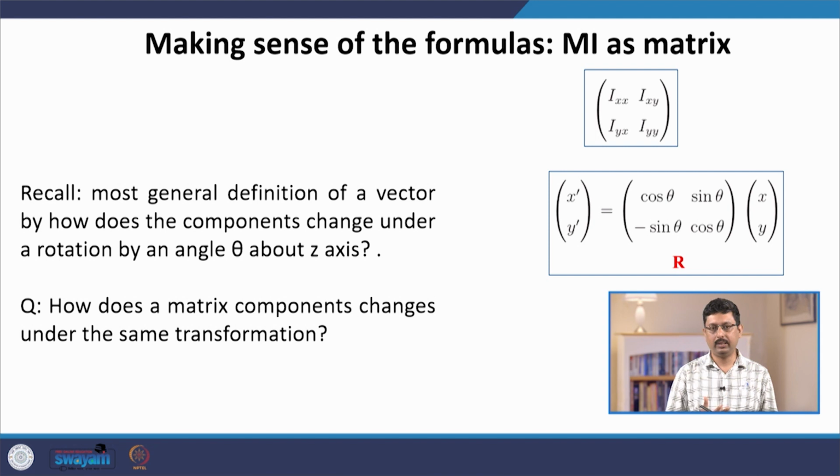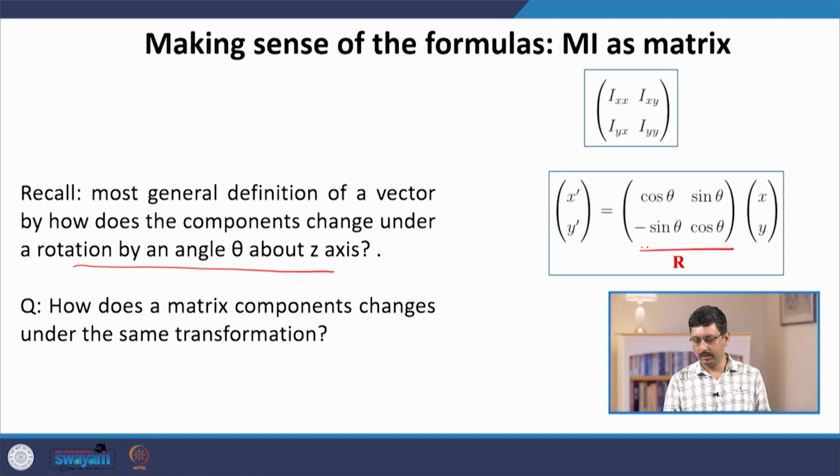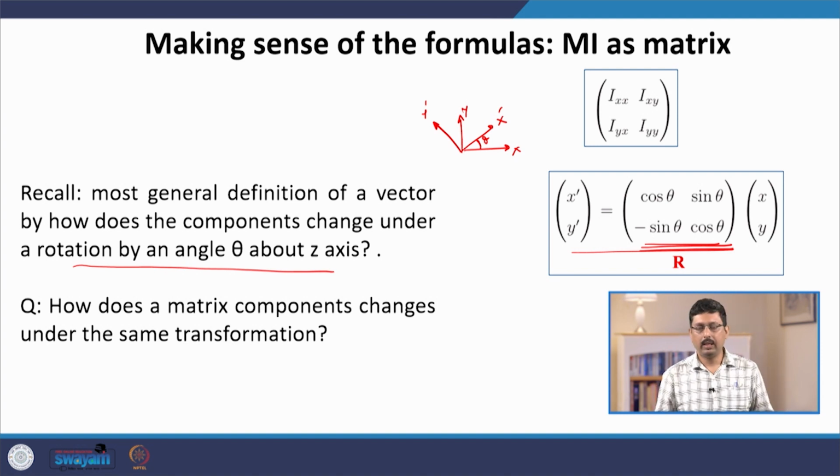Now, we recall what we learnt in the first week of this course, that we discussed several different ways of defining a vector, and we introduced the most general way: how it behaves under a coordinate transformation, such as a rotation by an angle theta about the z axis. This matrix represents a counterclockwise rotation by an angle theta about the z axis. We start from some particular choice of axes, and this is our y prime and this angle is theta. This geometrical operation we can represent by this particular 2 by 2 matrix. This is about vectors, which can be represented by a column vector. Now, what about a 2 by 2 matrix? How do the components of a matrix change under the same transformation?